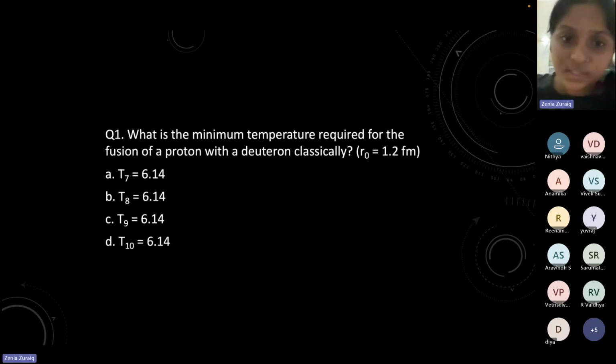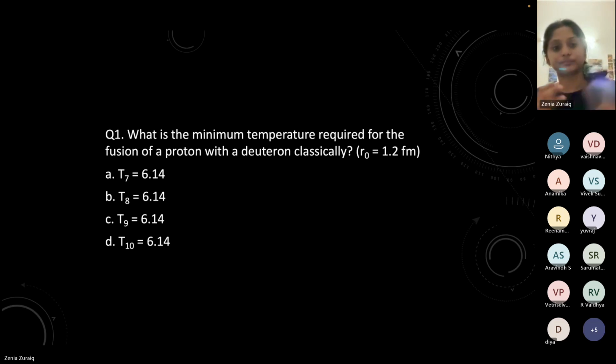Okay, so this is the first question. What is the minimum temperature required for the fusion of a proton with a neutron classically? This is a question that we have discussed in last week's tutorial. I'll give you 2 minutes to answer the question.